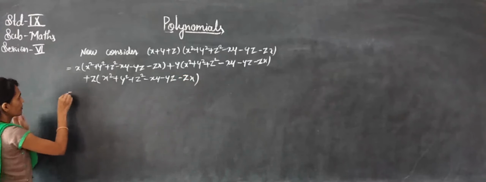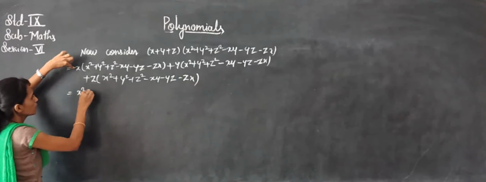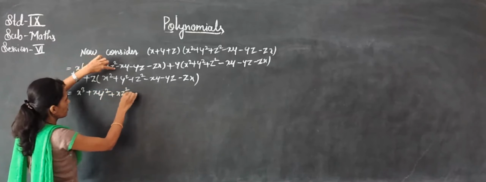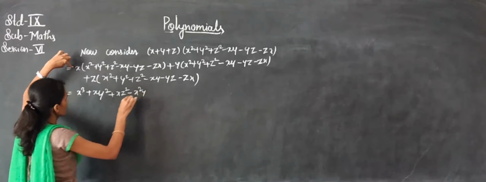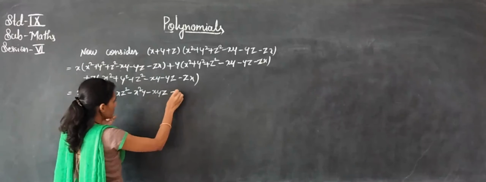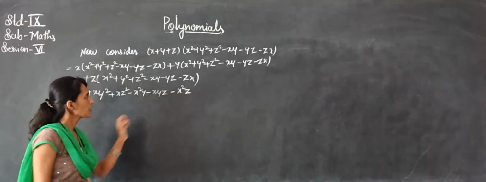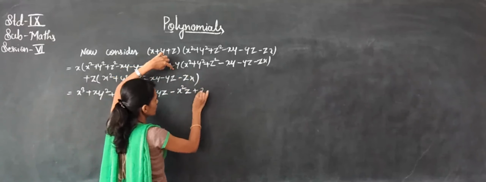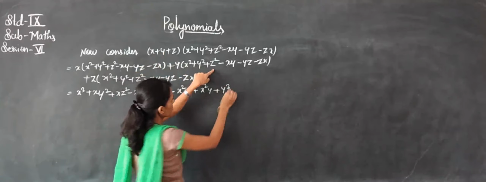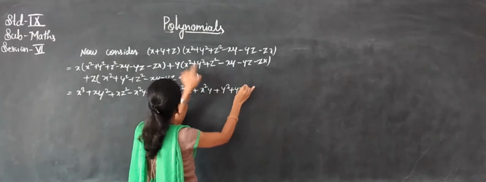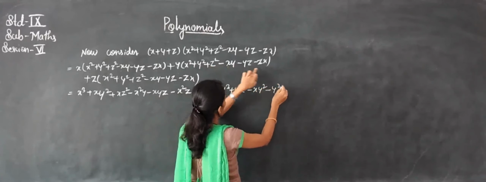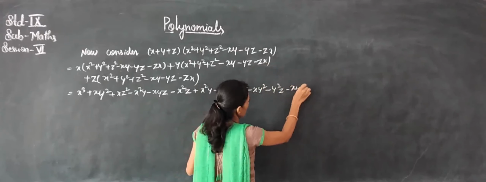Okay, now multiply this example. x into x square that is x cube. x into y square that will become x y square. x into z square plus that is x z square, minus x into xy, then x into yz, minus x square y. Then plus y into x square then x square y, plus y into y square that is y cube. Then y into z square plus that gives us plus y z square. Then y into xy that means minus x y square. Then y into yz that gives us minus y square z, plus minus x y z.